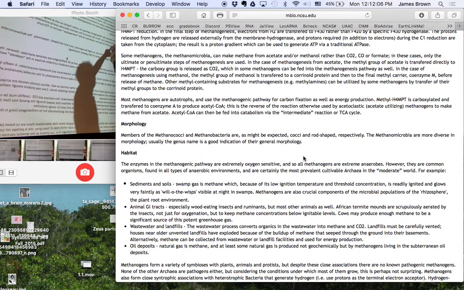Methanogens are obligate, or nearly always obligate, autotrophs. They get their energy this way. They also fix carbon. They typically use the reverse TCA cycle.